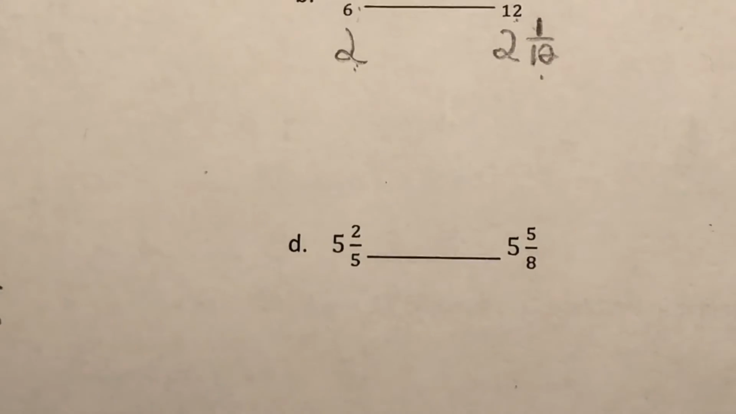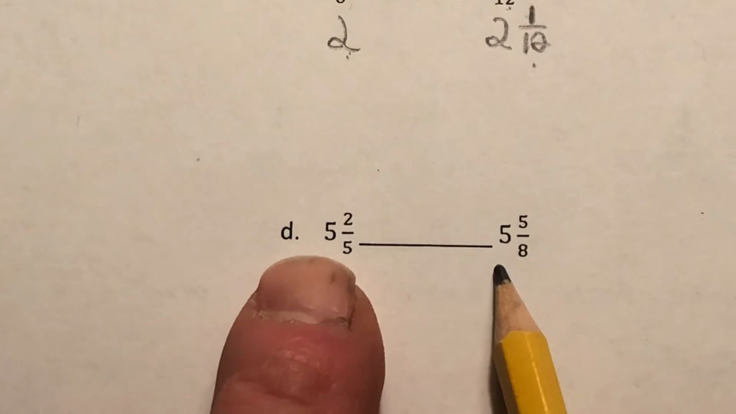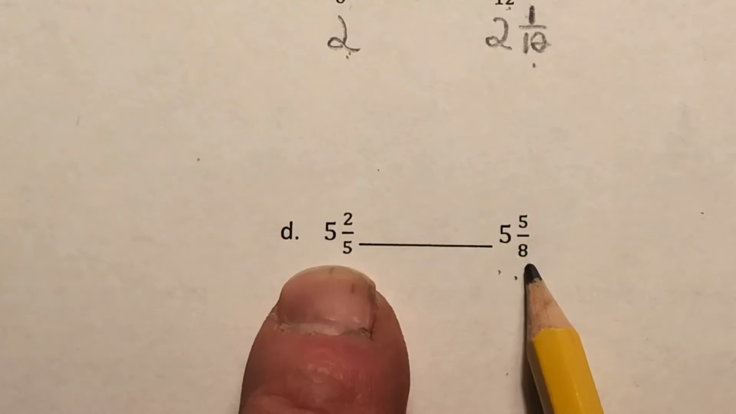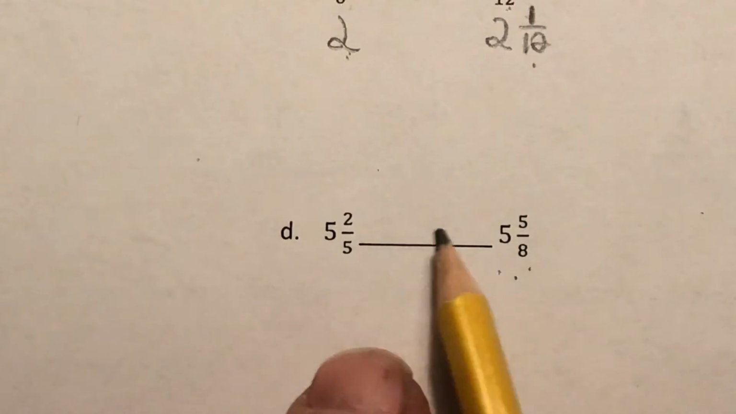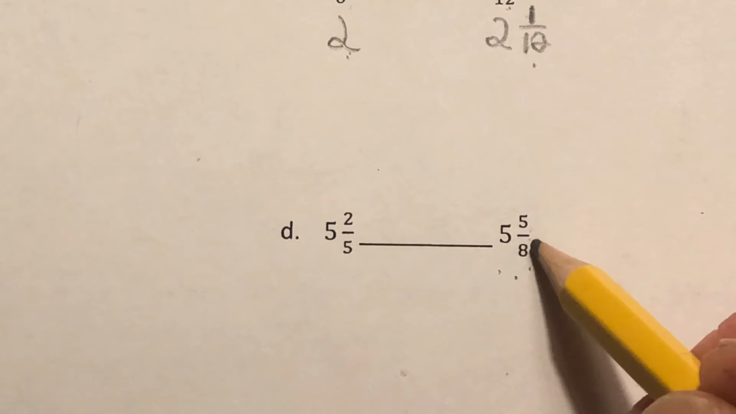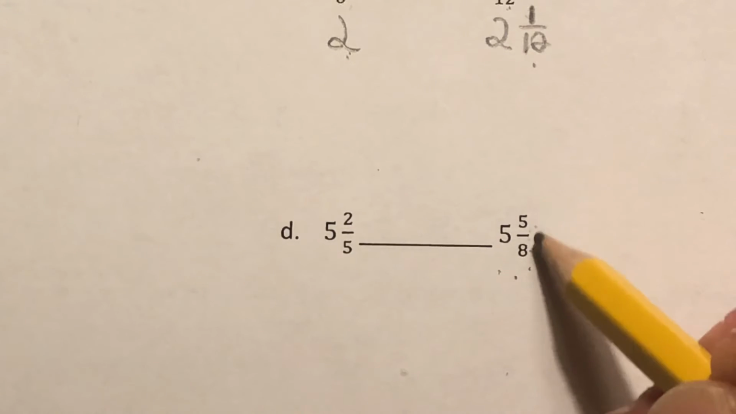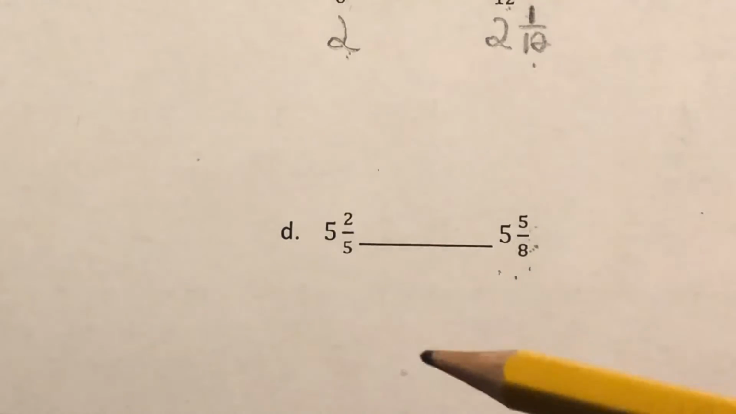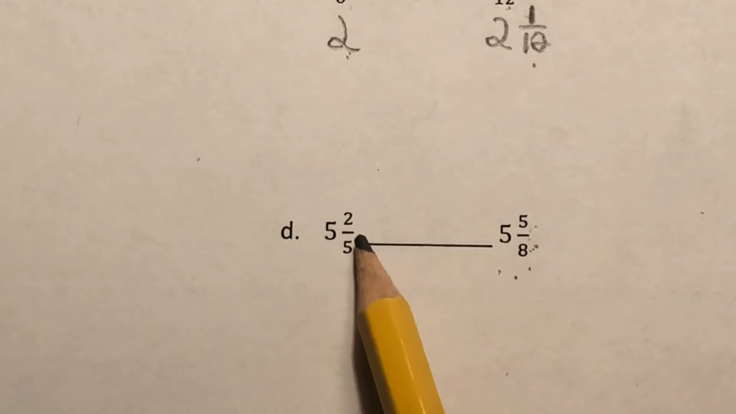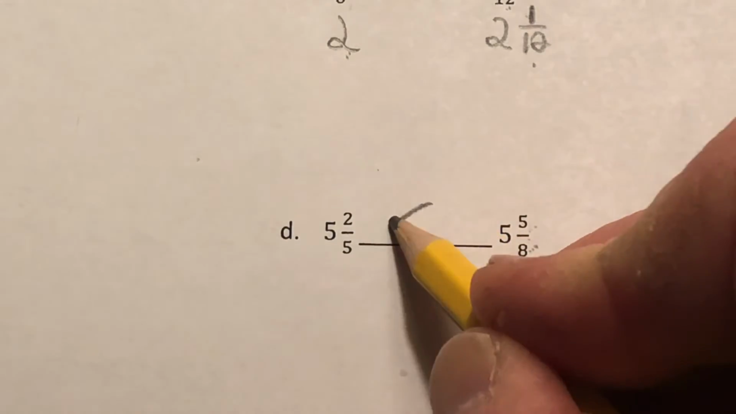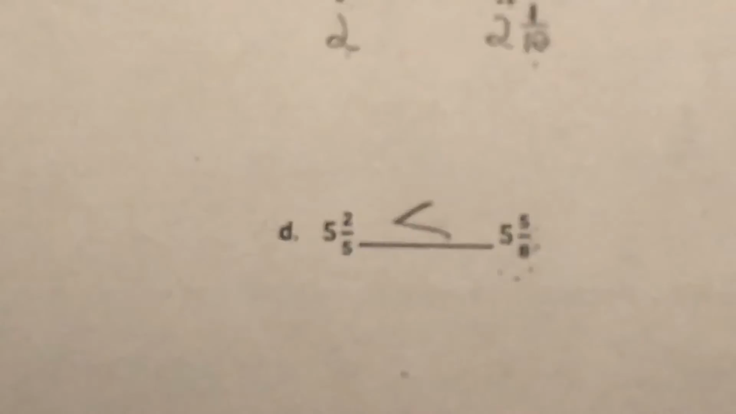All right, so now I see this one. My whole numbers are exactly the same, so I have to look at my fractions. 2/5 and 5/8. I know by reasoning about a halfway point that 5/8 is greater than a half because exactly 4/8 would be a half. I know 2/5 is less than a half because 3/5 would be more, but 2/5 is less. See how it's an odd number? So 5 2/5 is less than 5 5/8.